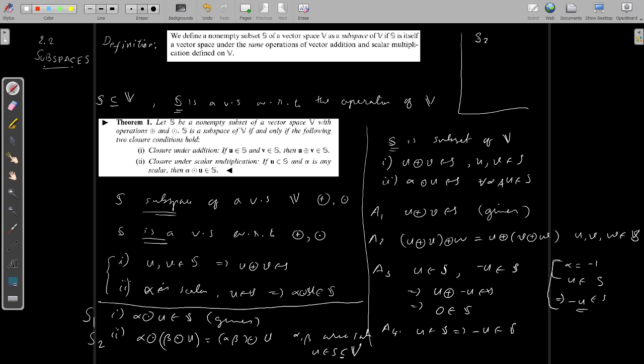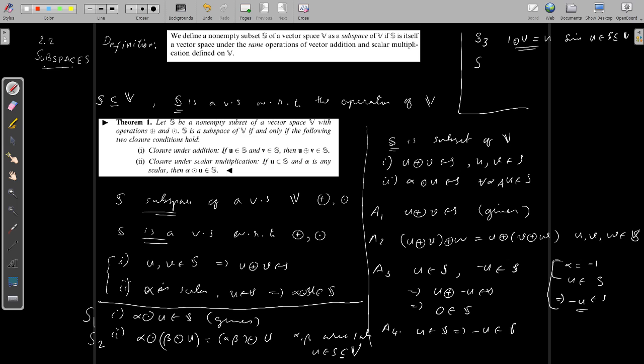Then what is S3? S3 is nothing but 1 times u is always equal to u, since this u is an element of S, but that S is a subset of V. So u is an element of V, therefore in V this u satisfies this condition. So S3 is also satisfied.